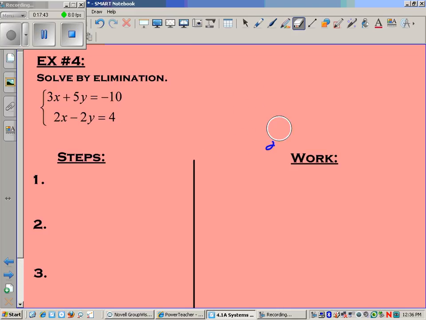So instead of always solving it the same way, that's why we learned 3 different ways. We're going to learn a third way called elimination. This is probably the method that you're going to use the most, that you're going to like the most, to solve a system of equations. To solve by elimination, your first step is to arrange your equations in columns.